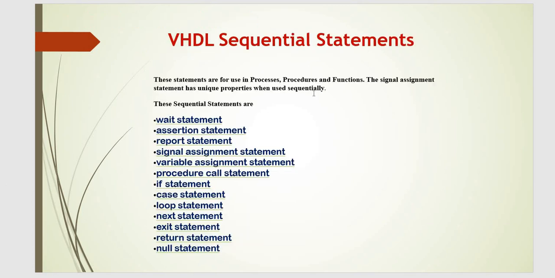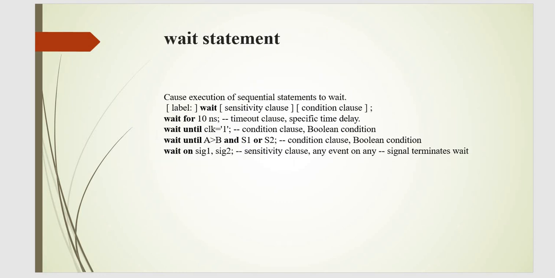Then there are a number of sequential statements which are used within processes, procedures and functions. The signal assignment statement has unique properties when used sequentially. So statements like wait statement, assertion, report statement, signal assignment statement, variable assignment statement, procedure call statement, if statement, case, loop, next, exit, return and null. These are the most popular sequential statements. In the coming three presentations, we will briefly discuss the syntax of each and every statement. Now, in this first presentation, I have taken just the first three statements.